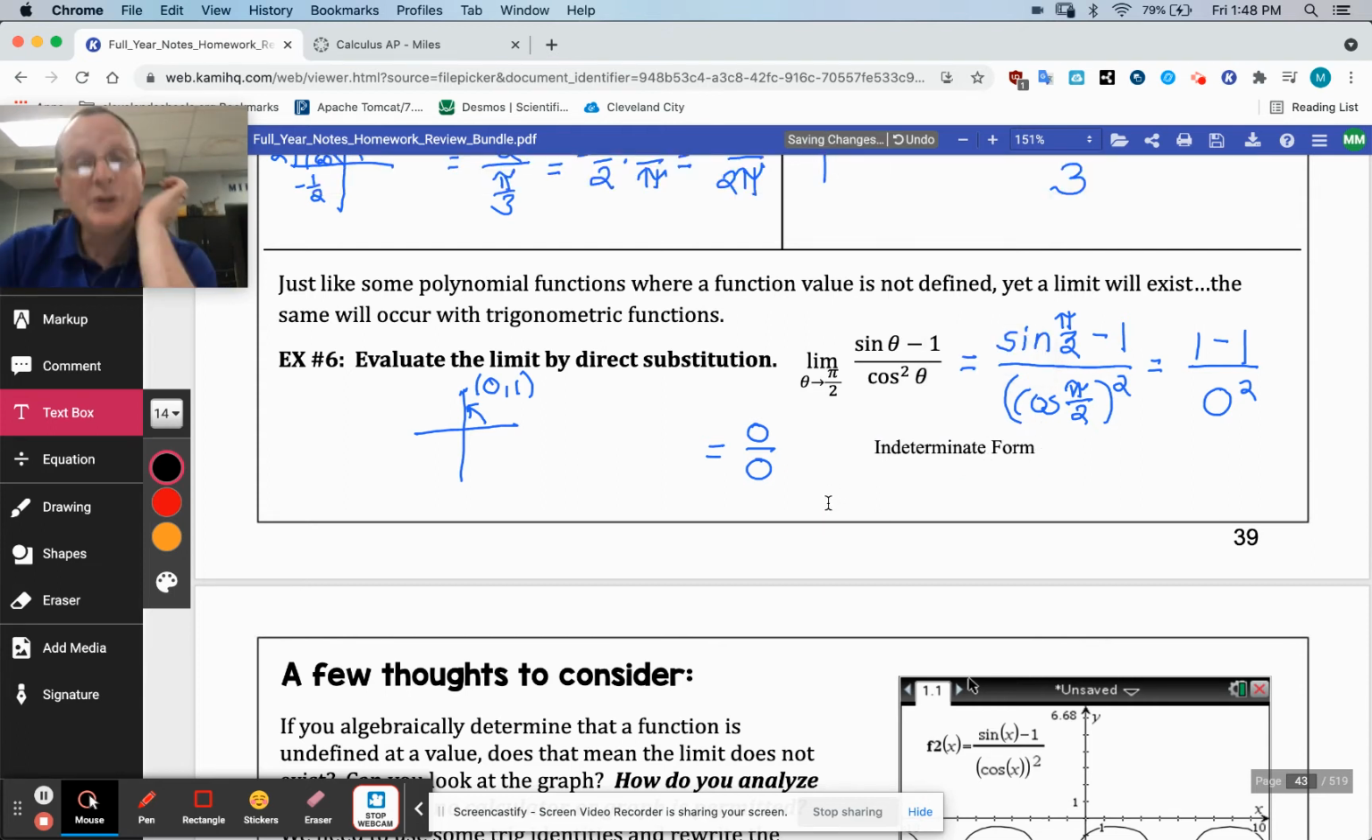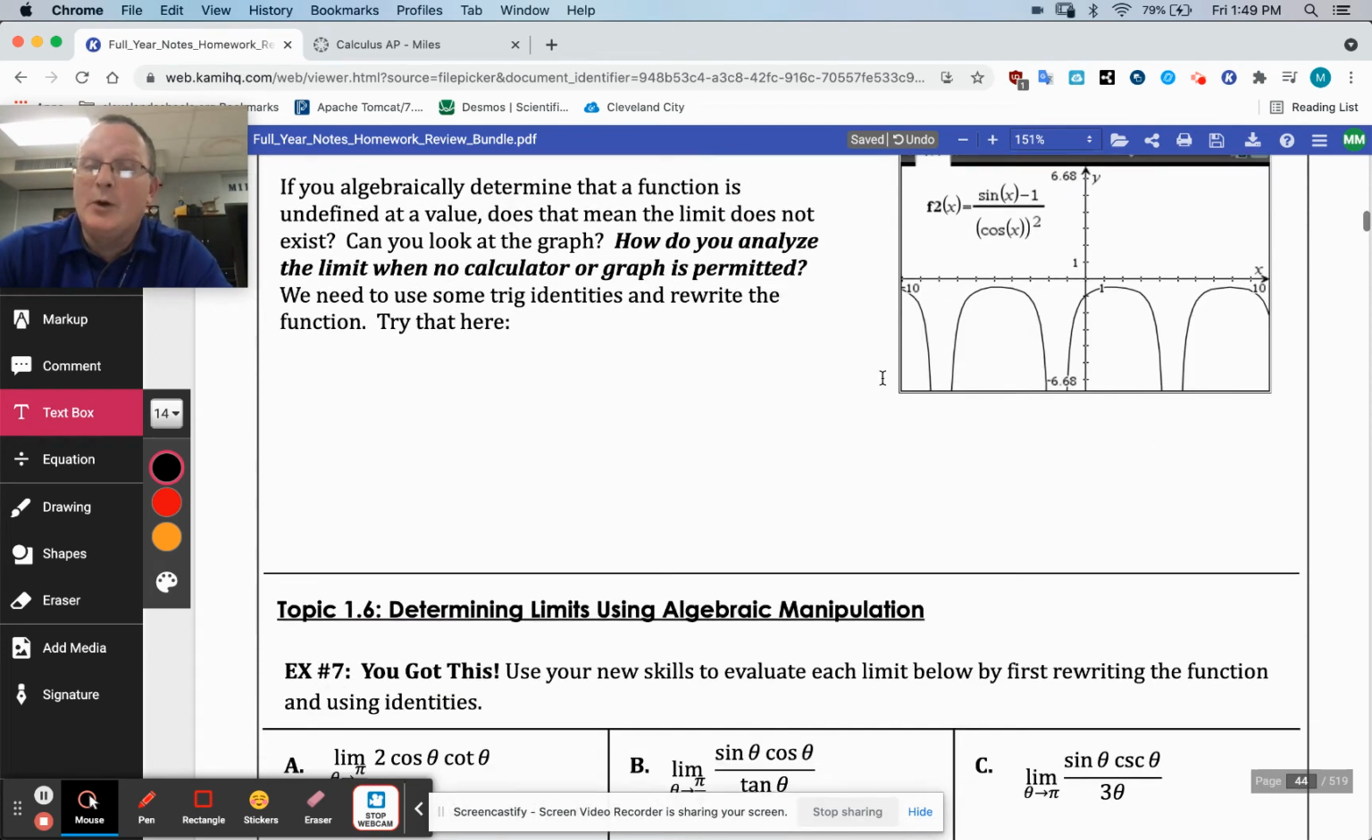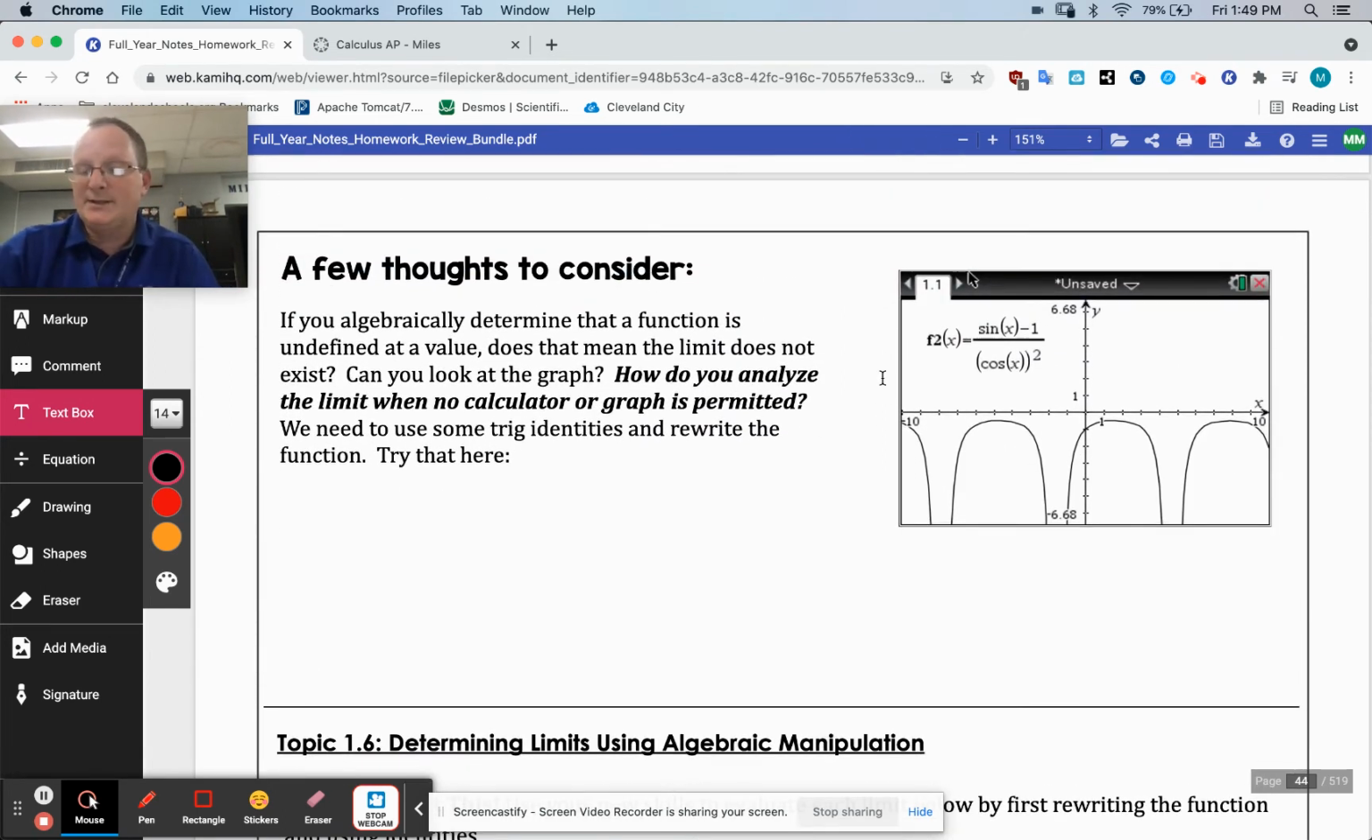Indeterminate form. Now, what can you do? Well, we're supposed to be able to do some sort of trick on that, some sort of algebraic manipulation. In this case, we're going to be using some things that we know about trigonometry. You don't have to remember all of the identities that you learned in pre-calculus, but the Pythagorean identity is one that you need to know. So let's talk about that.